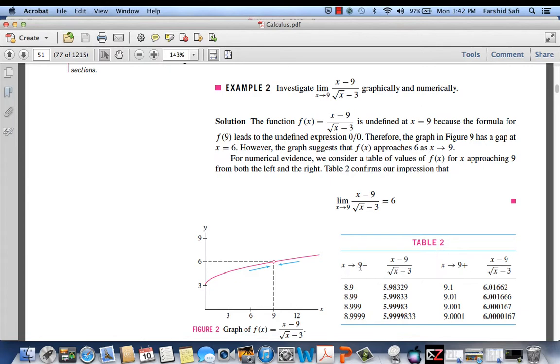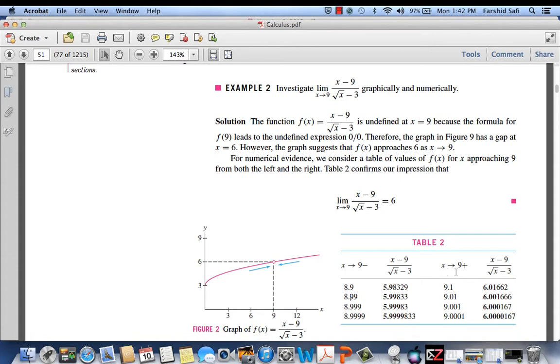As we approach 9 from the left, that's what the negative sign right next to the 9 suggests. So this is 9 from the positive side, this is 9 from the negative side. Notice that the values of x are getting closer and closer to 9: 8.9, 8.99, 8.999, and so on. Look at the function values. They are also getting closer and closer towards 6. So the limit as x approaches 9 from the left of this function seems to be going towards 6.